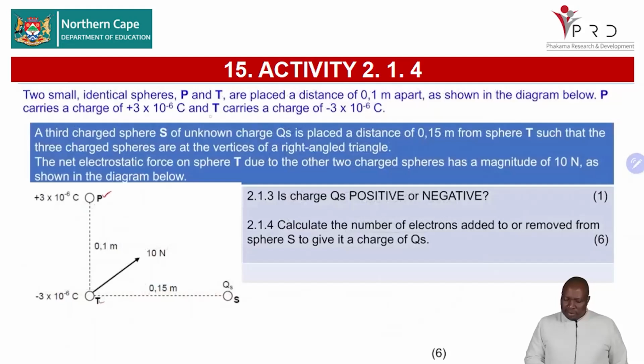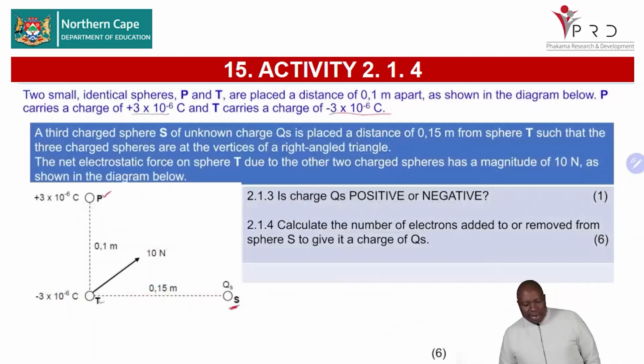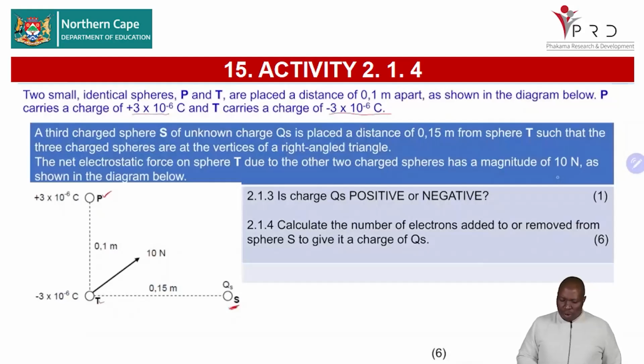P carries a positive 3 times 10 to the power minus 6 coulombs. T carries minus 3 times 10 to the power minus 6 coulombs. A third charged sphere S, of unknown charge, so we don't know whether the charge is positive or negative, is placed at a distance of 0.1 meters from the sphere T, such that the three charged spheres are at the vertices of a right angle triangle.